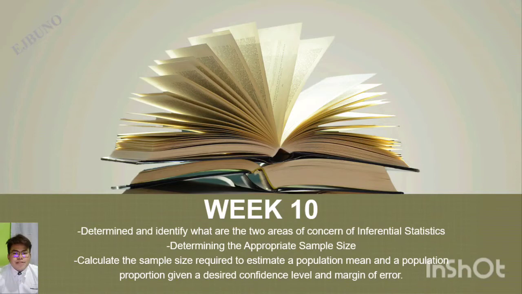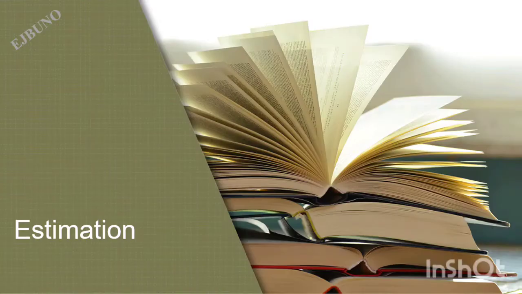Let us know first what the objectives of this topic are. After completing this topic, the student should be able to determine and identify the two areas of concern of inferential statistics, and also to determine the approximate size and calculate the sample size required to estimate a population mean and a population proportion given a desired confidence level and margin of error. Our topic for today is all about estimation.